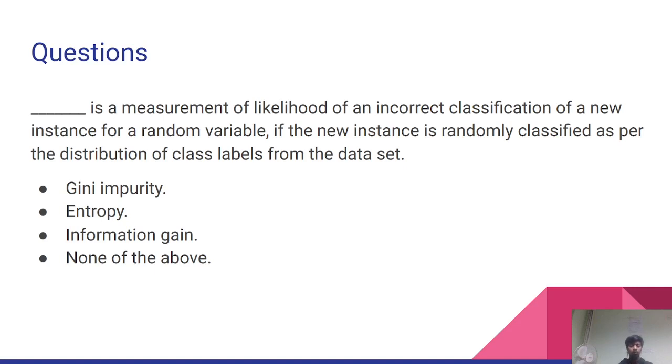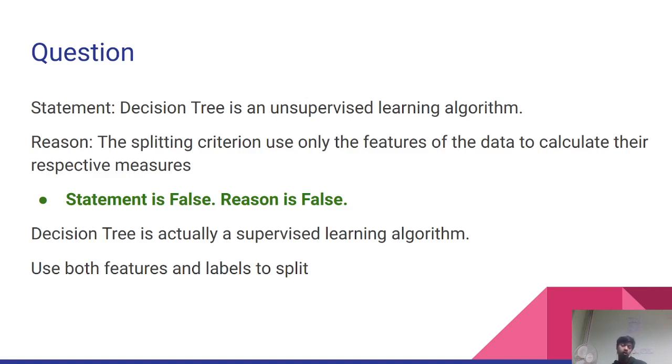So you have a fill in the blank type question. This is a measurement of... Previous reason is true, no, but only the statement is false. Previous statement is no, and the reason is also not true, because splitting criteria, we cannot decide that if we don't have the label. We cannot really perform the splitting, right?